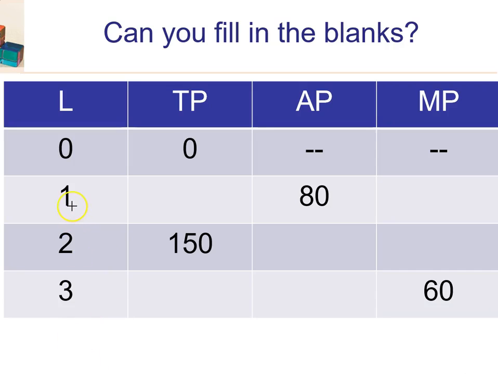First, you have one worker. What's the total productivity? Well, your average productivity is 80. So one worker, their average is 80, their total is going to be 80. So that's the total product right there.